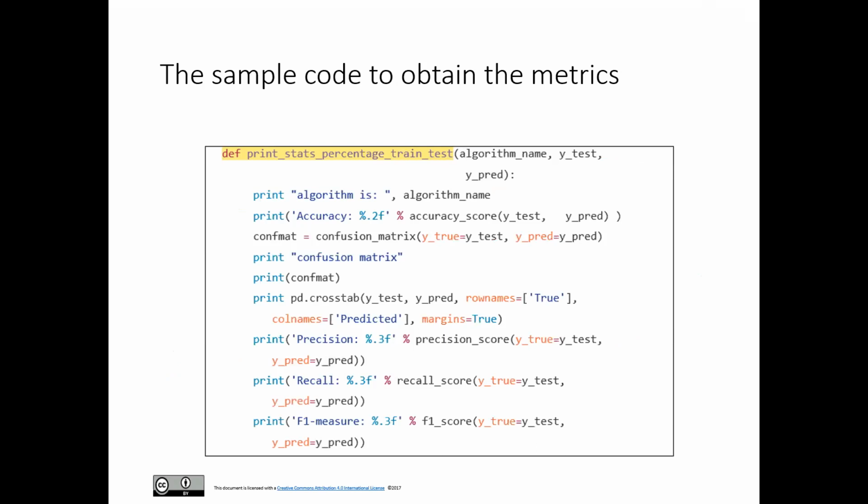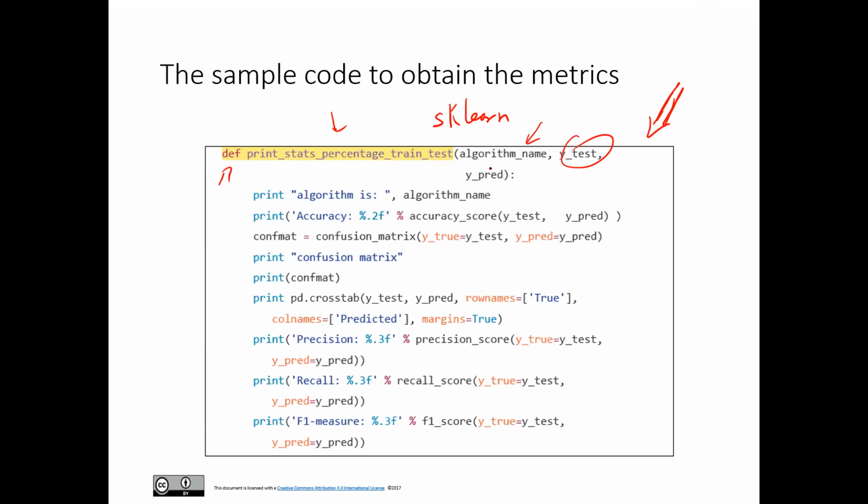And here's the code. This is basically your first presentation of code. This will be using sklearn, as we will start learning shortly, the sample code to obtain the metric. As you can see here, I just created a function. I call it printstats percentage train test. It's just my little function. Notice it takes 3 parameters, of which this one you can disregard. That's just if I want to add some data in there.